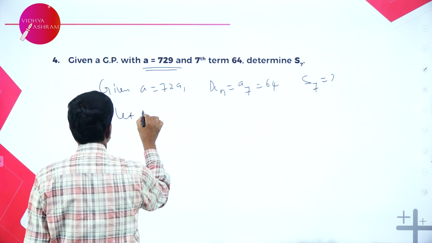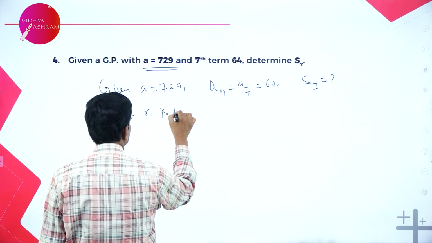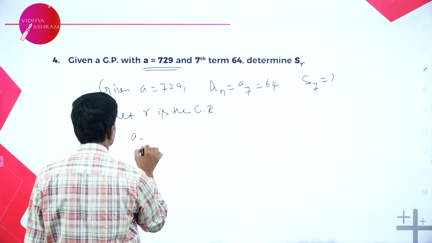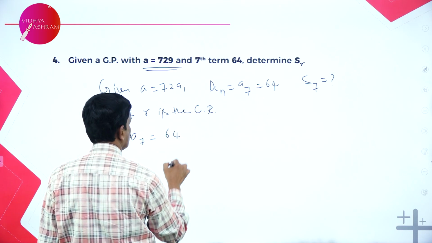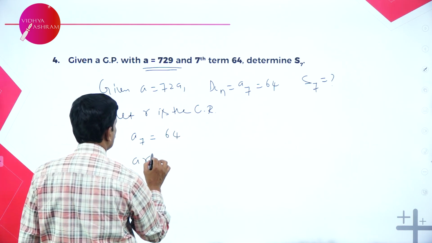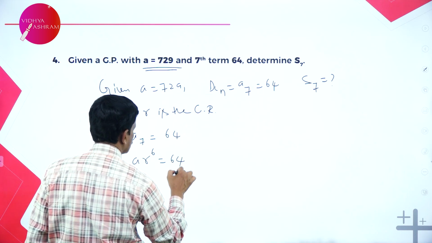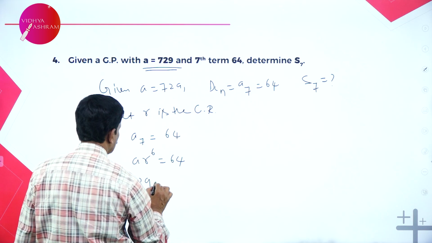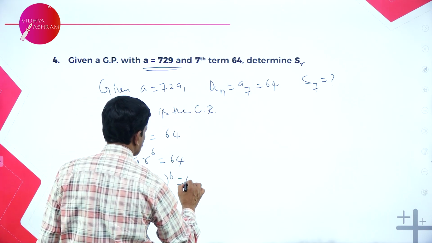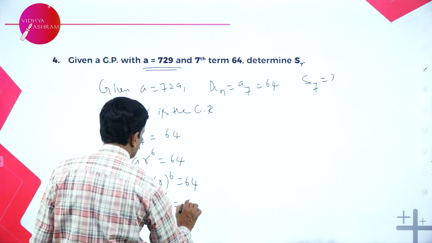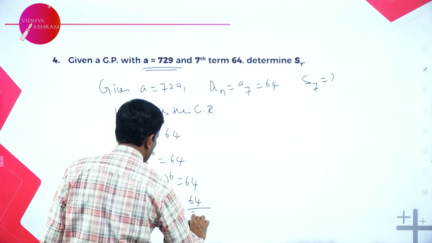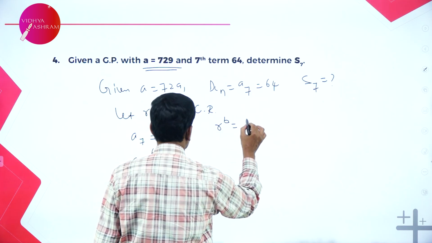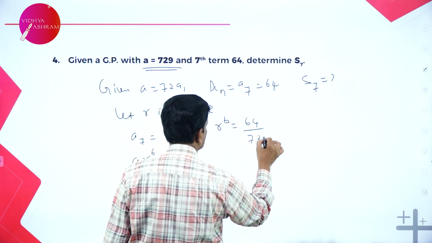Let R be the common ratio. Now, what is given? A7, the 7th term, is equal to 64, which means A into R to the power of 6 is equal to 64. Now, just substitute A. We know A is equal to 729, so 729 into R to the power of 6 is equal to 64. R to the power of 6 is equal to 64 by 729.